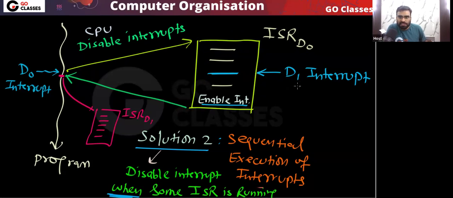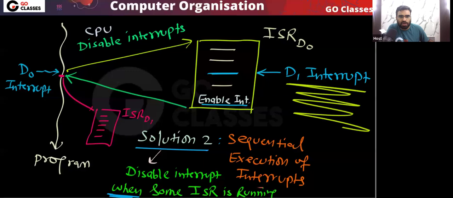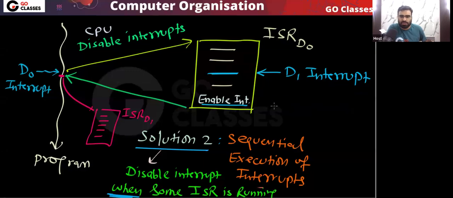Then still the CPU is not checking this interrupt. Do you agree? So that is the problem in this solution: when the ISR is running, the CPU is not checking for interrupts. Maybe a very high priority interrupt is coming. Maybe your laptop is about to shut down, so you must save your unsaved work.